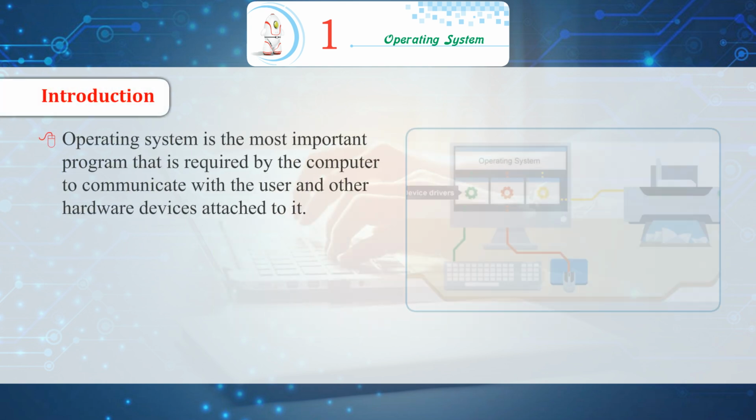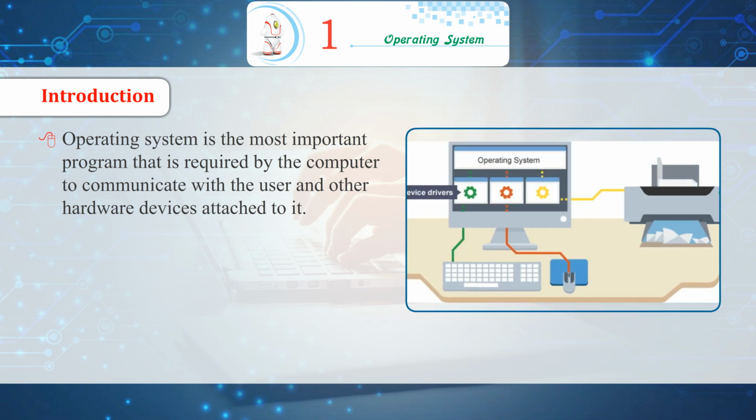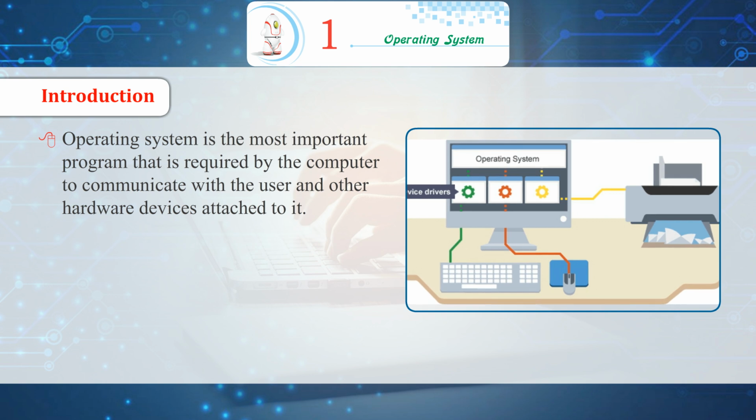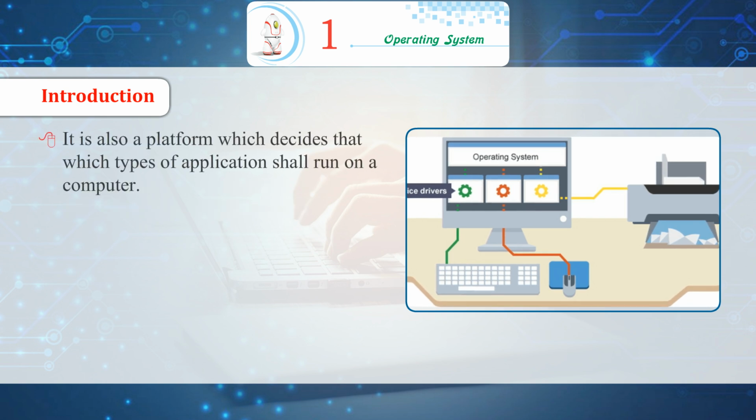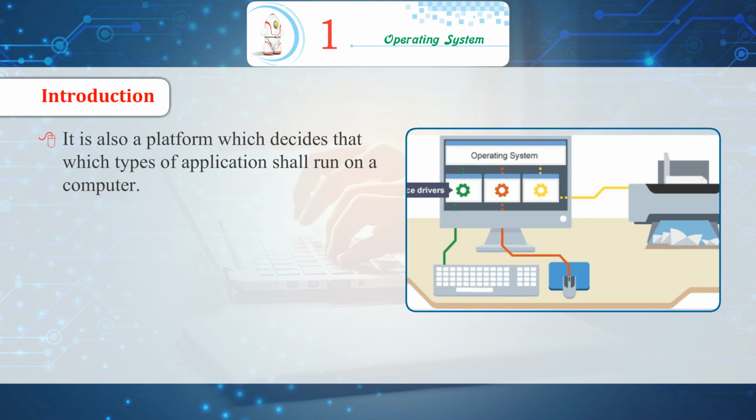Introduction. Operating system is the most important program that is required by the computer to communicate with the user and other hardware devices attached to it. It is also a platform which decides which types of application shall run on a computer.